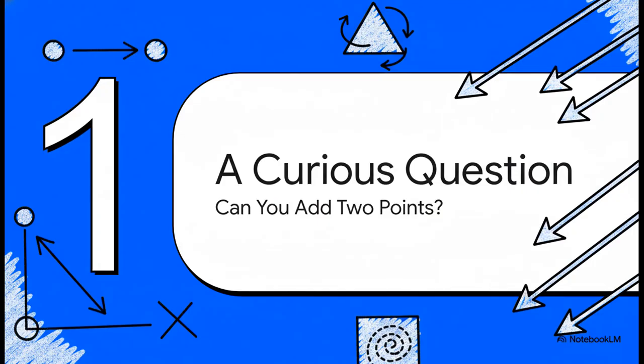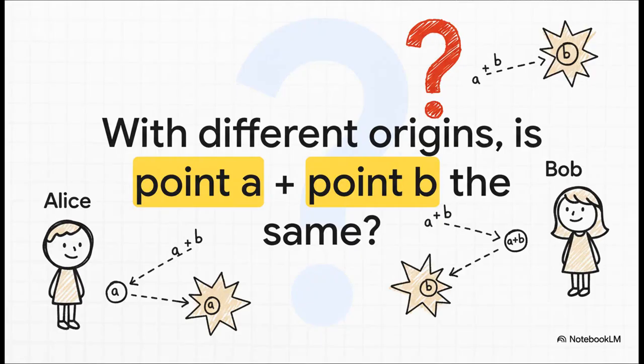Okay, let's start with a question that seems almost ridiculously simple, but it's actually got a lot of depth. We're all used to adding vectors, head to tail. But what would it even mean to add two locations, two distinct points in space? To really see why this is a problem, let's imagine we've got two people, Alice and Bob. They're both looking at the exact same two points, A and B.